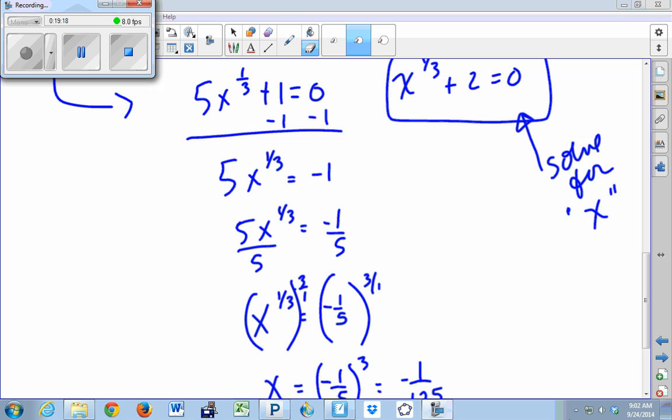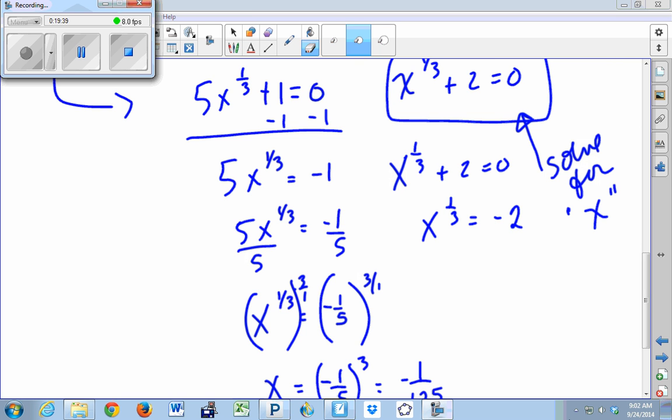Anybody got an answer for this? X to the 1/3 plus 2 equals 0. Any answers? Yeah, here. You got 8, yeah? You got -8. Oh, that's okay. So let's take a look. We're sort of in the ballpark. It's going to either be 8 or -8. Let's see what we get.